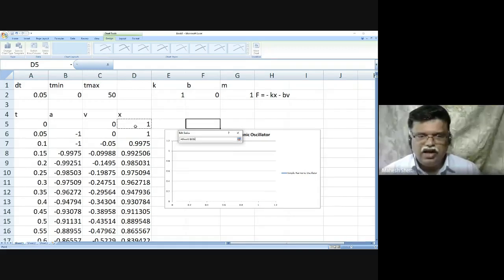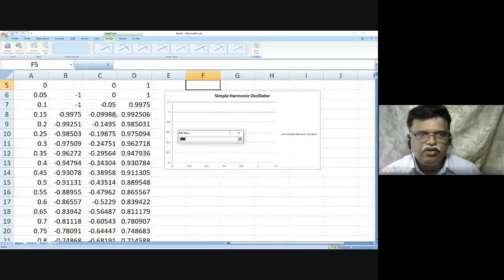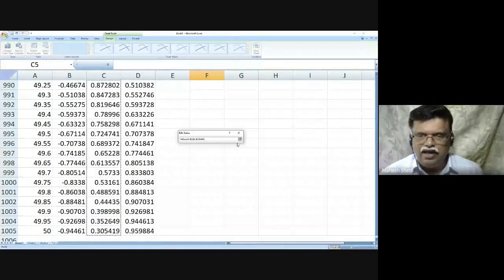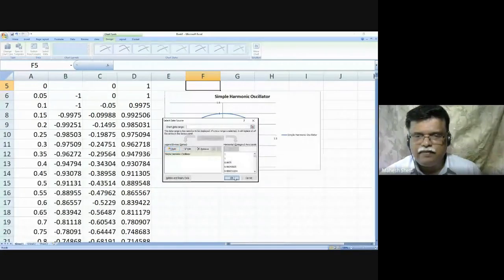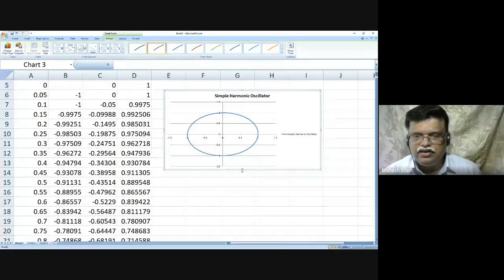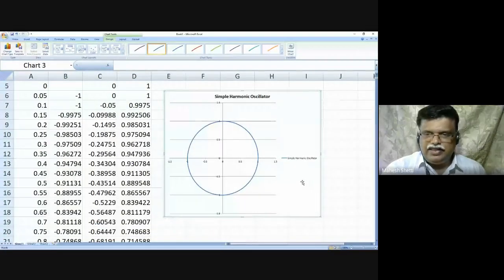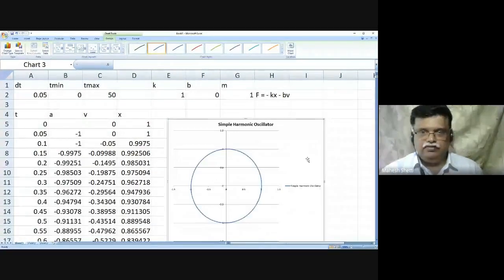And X, I want this. And Y values I want from velocity. Basically, it is velocity into mass, but it is proportional to velocity. And what you observe is the ellipse. Depending on how you stretch it, it is basically an ellipse. So the simple harmonic oscillator phase space diagram is going to be an ellipse.